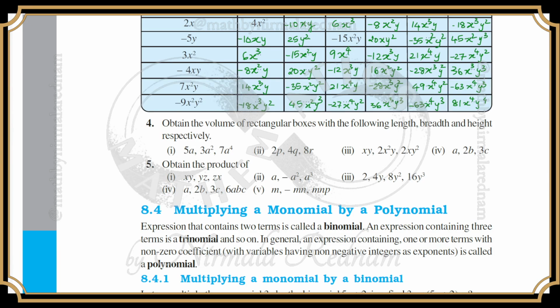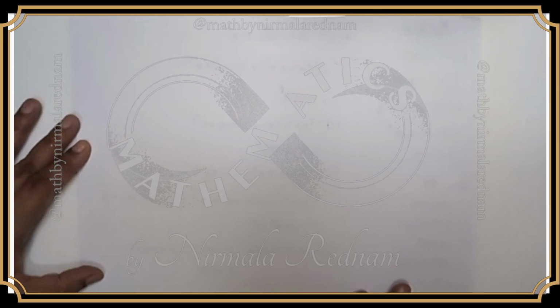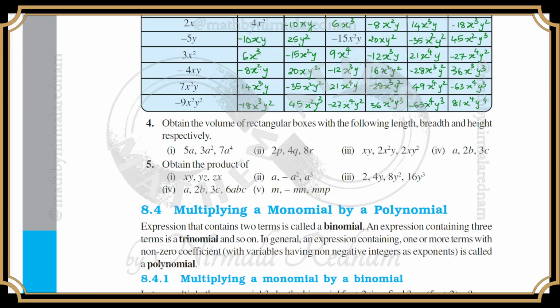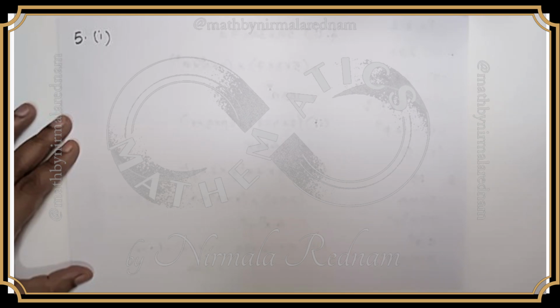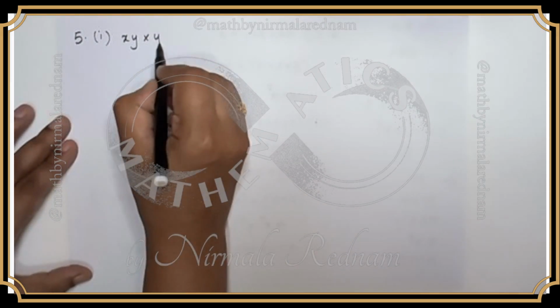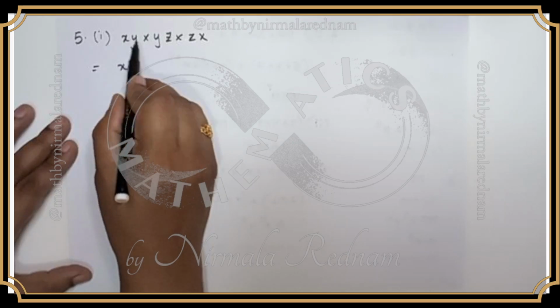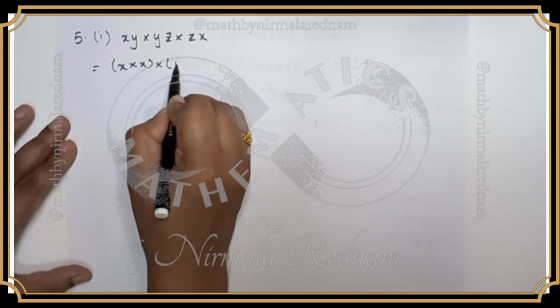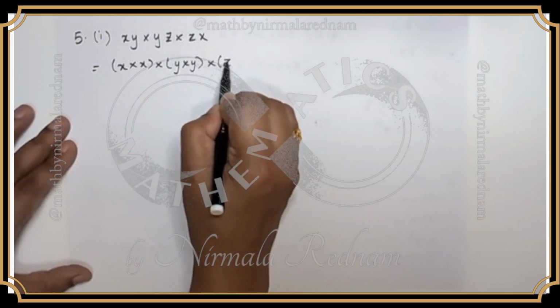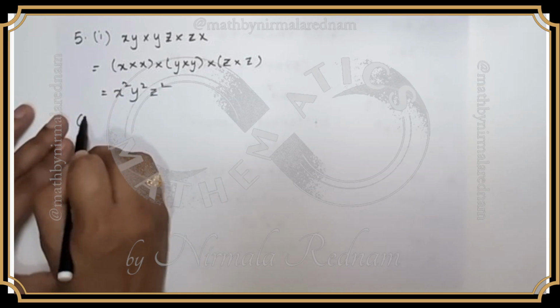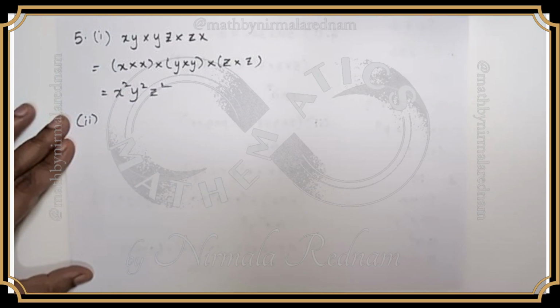Next question that they have given is again product of the given expressions. Let's write down the first one. Fifth question. I have xy, yz and zx. So there the coefficient is 1 and I have 2 x's here, 2 y's here and 2 z's. So this will give me x square, y square, z square. Right? So that is your first question.